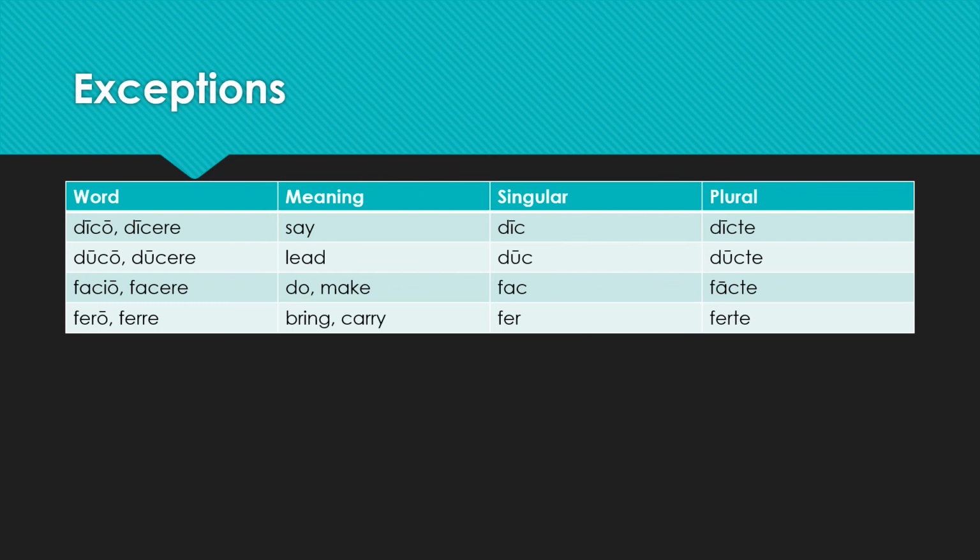This is an irregular verb. And while it may not look like it's irregular when we put it here, it is still considered an irregular form. So if you're telling somebody to bring or to carry something, you will use fer if you're talking to one person, and ferte if you're talking to more than one person.